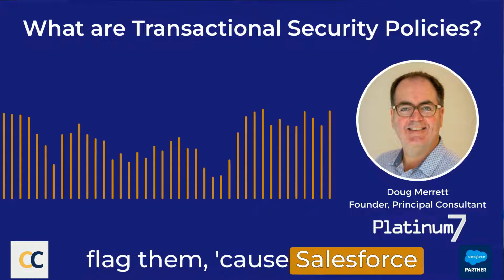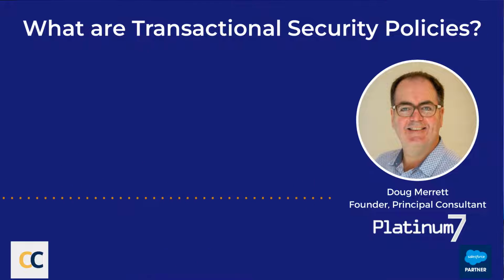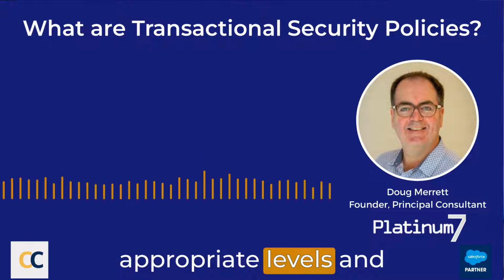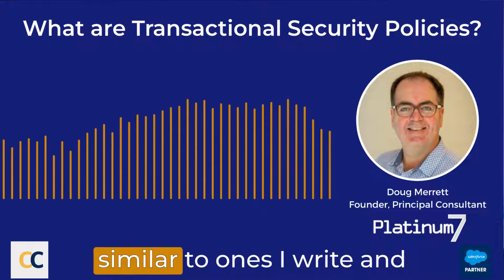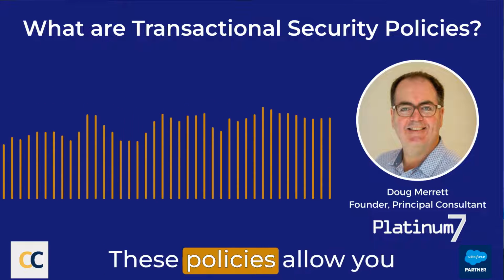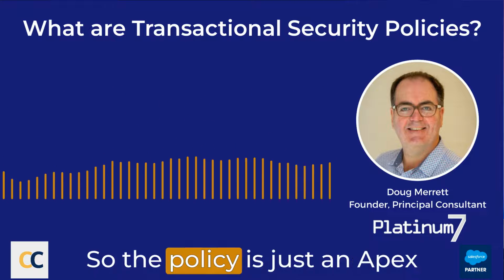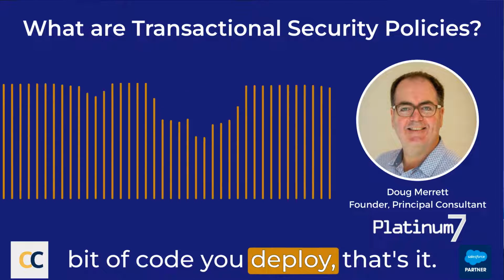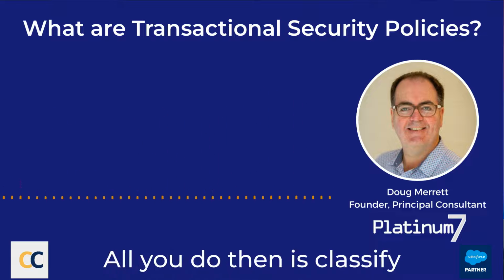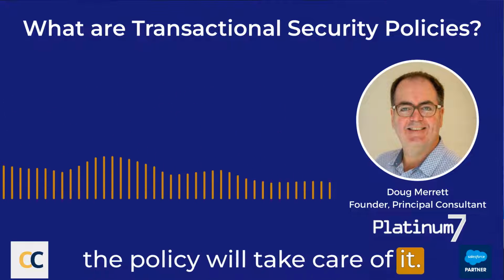And if you flag them, because Salesforce allows you to flag every field with a data classification and a data sensitivity. If you flag these fields with appropriate levels and you have a complex policy similar to the ones I write and give to my customers, these policies allow you to use the metadata to control the policy. So the policy is just an Apex bit of code you deploy. That's it. Nothing's going to change. All you do then is classify your data and automatically the policy will take care of it.